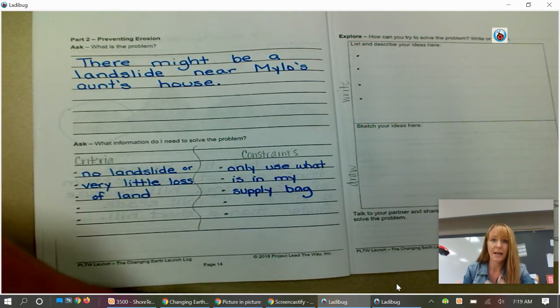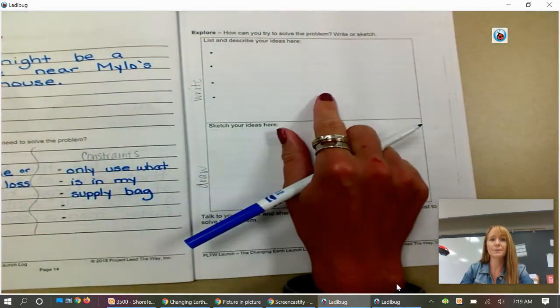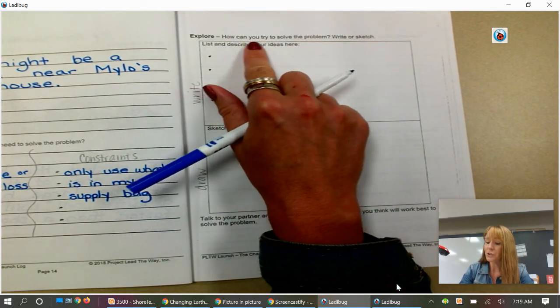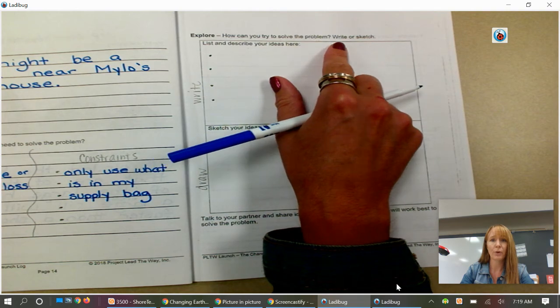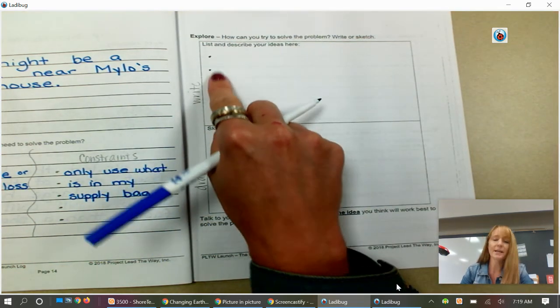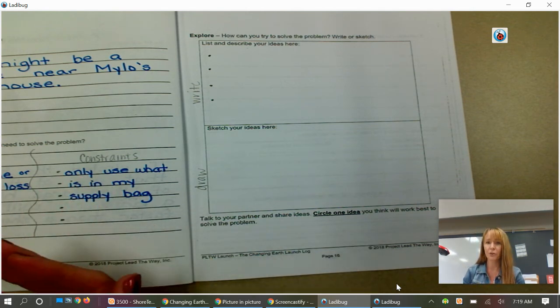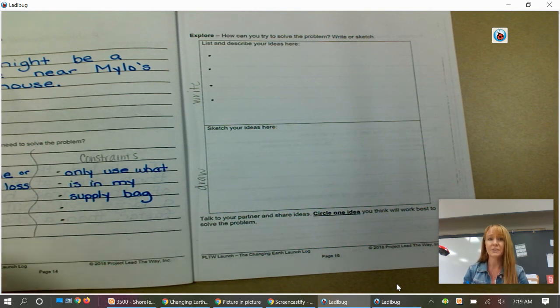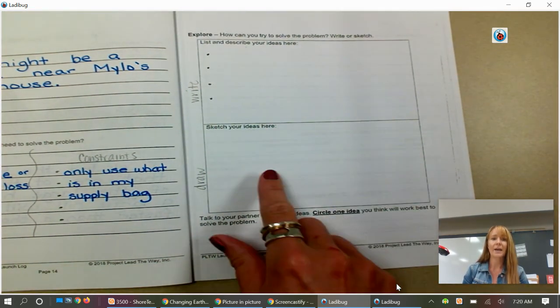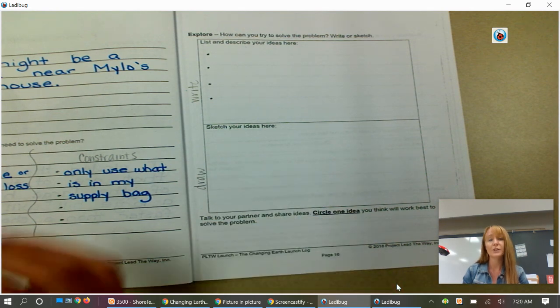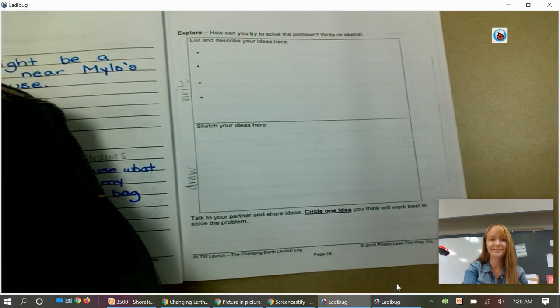All right. Now, your job next is to explore. How can you try to solve this problem? Write or sketch. You're going to do both. You're going to write down some ideas here. Look at your supply bag. What kinds of things are in there that might be helpful to stop a landslide or to prevent a landslide from happening? Really explore the materials that are in there. Some of them might be very helpful, some of them might not be helpful at all. It all depends on how you use them. So, write down some ideas and then draw some sketches here. When you're done, you're going to watch the next video, okay?